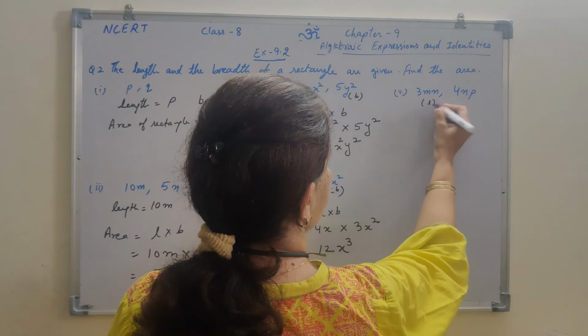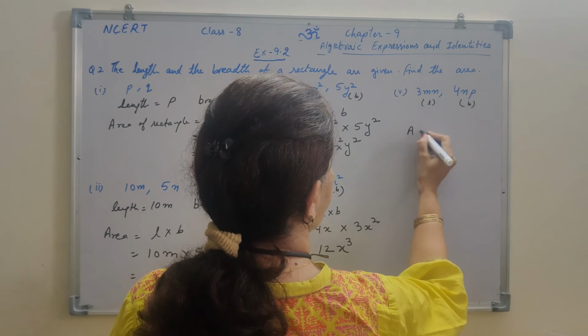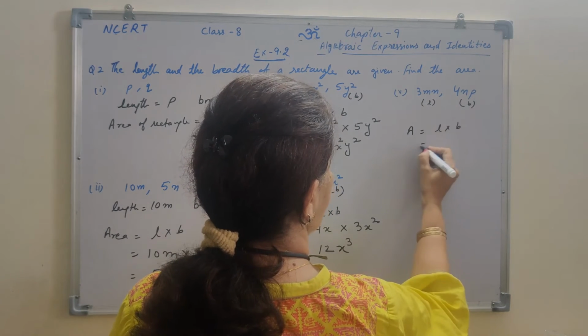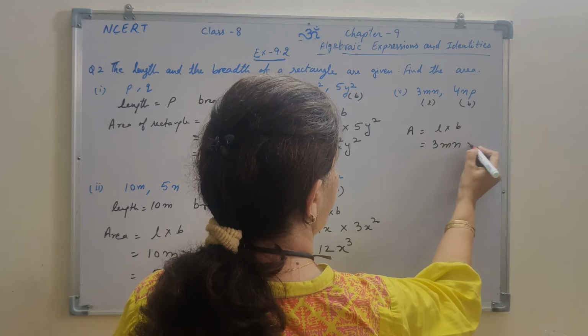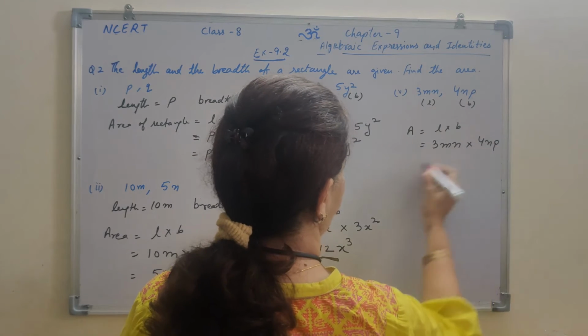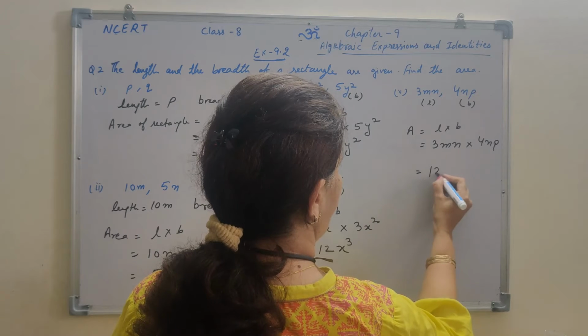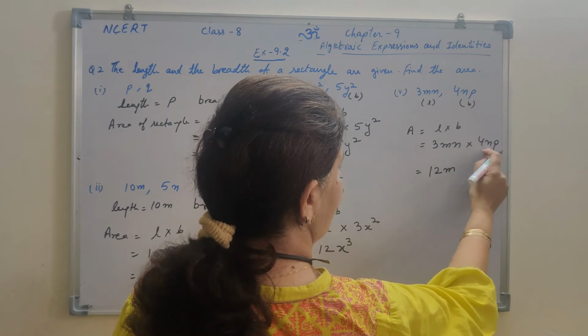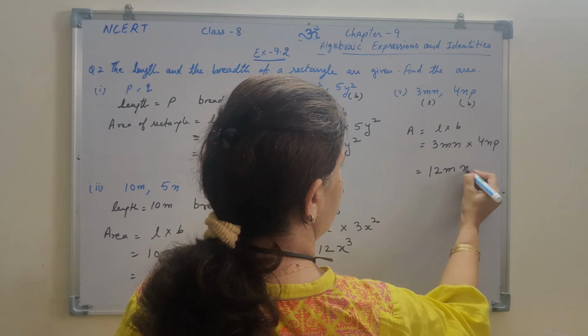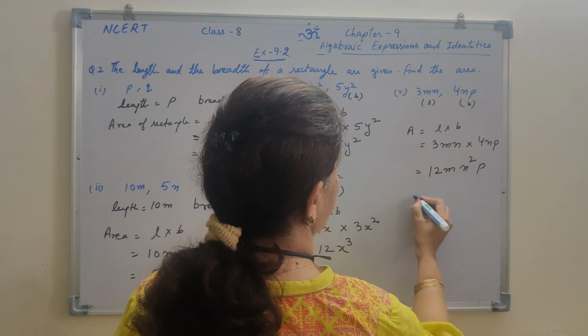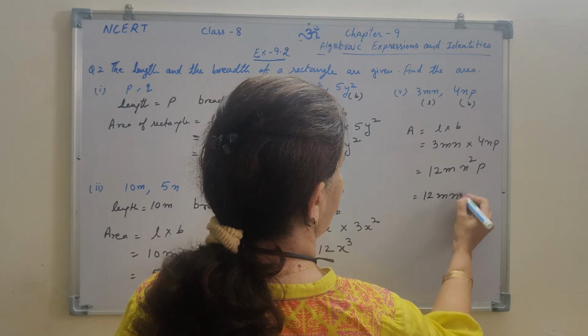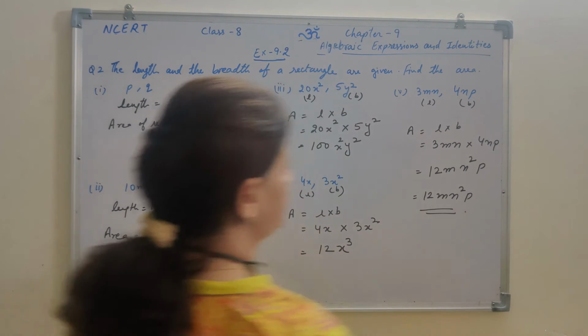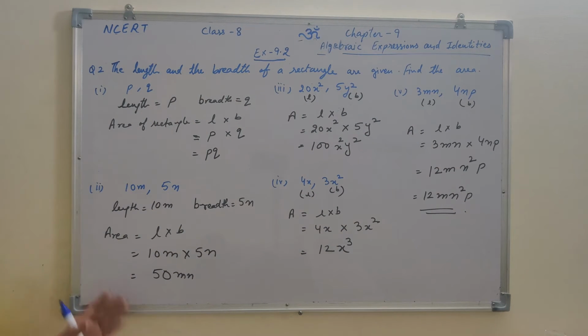Again this is length and this is breadth. So the area is L multiply B, that is 3mn multiply 4np. 4 and 3, 12. M is alone, so it will remain m. N and n, 1 and 1, power 2, and p is only p. So the answer is 12 m n square p. So this way we have calculated and found the area.